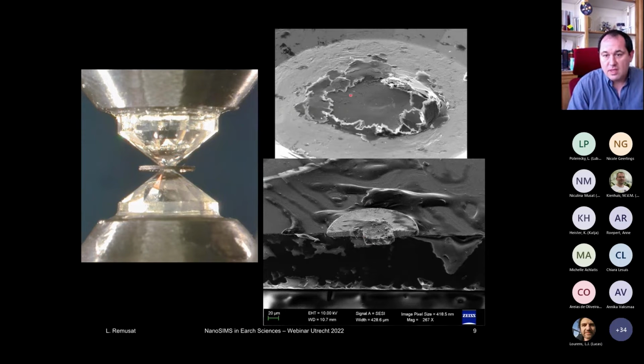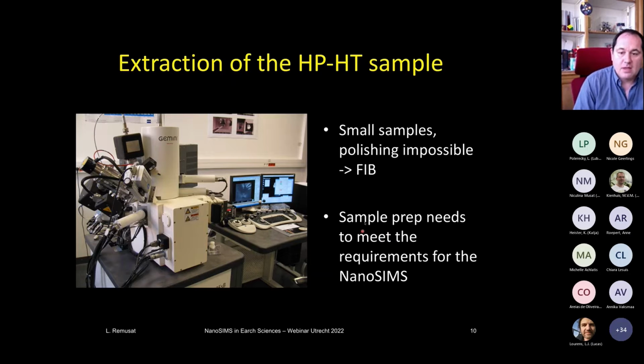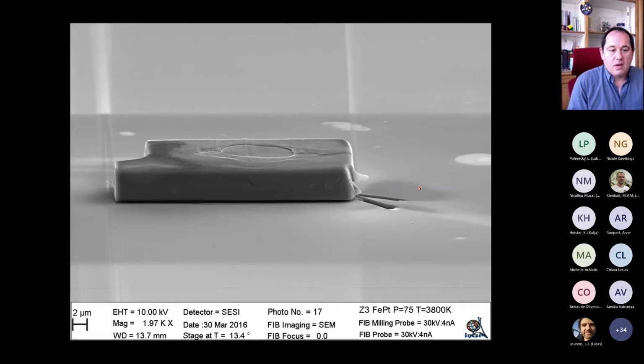Here you have what the sample looks like when you remove the diamonds. If you break the sample, you see the rhenium gasket. The sample is in the middle, and we have to extract the interesting area. To do that, we go to a FIB microscope. We are going to make a thin slice of the sample, like a piece of cake. And this slice, we put it on a silicon wafer.